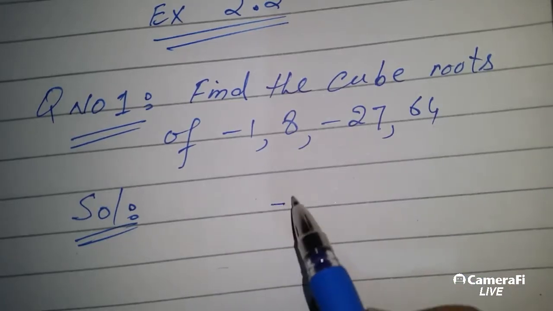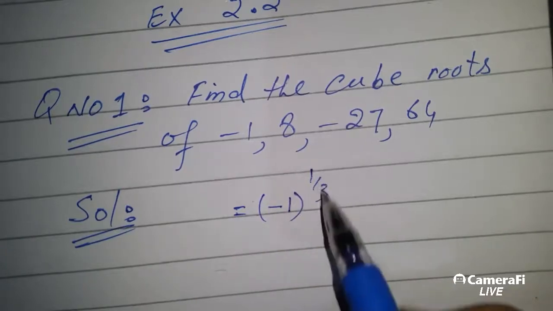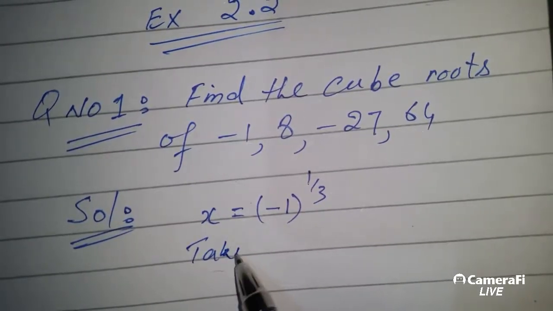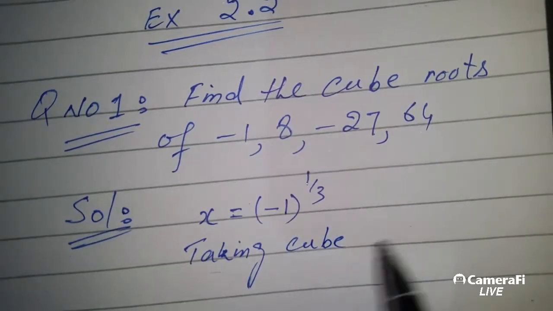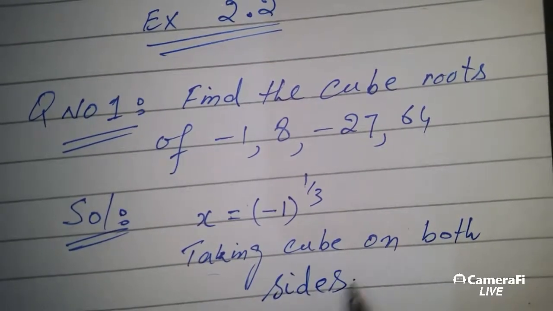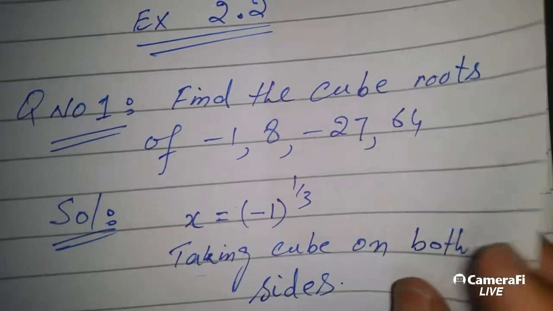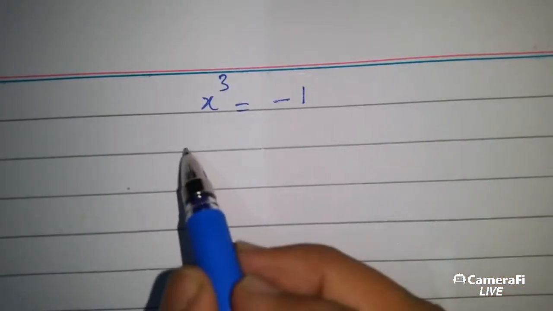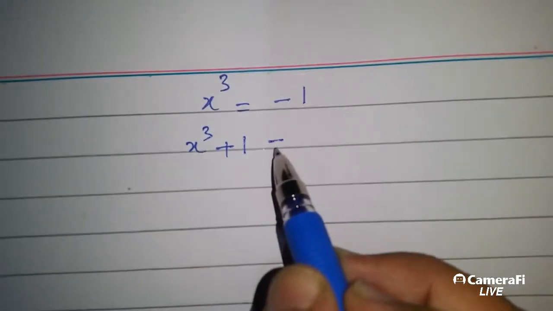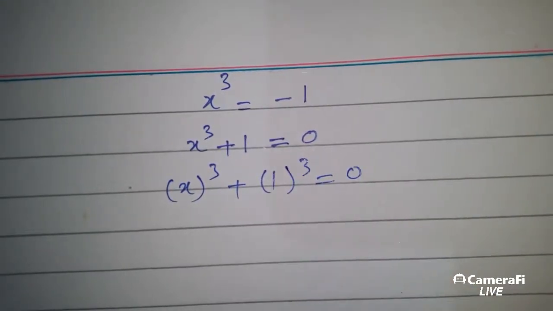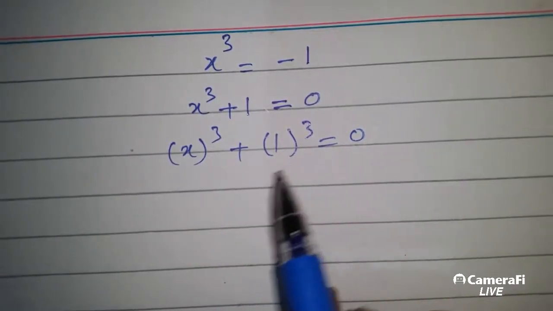Cube roots. Here minus 1 raised to power 1 over 3 is equal to x. Taking cube on both sides. Let's move to the next page. X cube is equal to minus 1. So x cube plus 1 is equal to 0. X power 3, 1 power 3. 1 can be raised to any power, it does not make any difference.